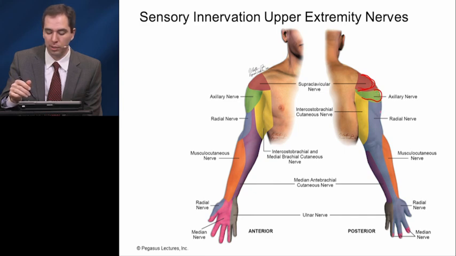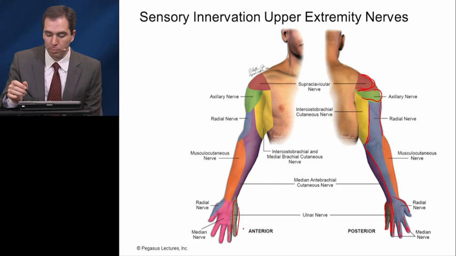This is the posterior view here. The radial nerve covers the posterior aspect of the upper arm, the posterior elbow, and then the posterior forearm, going to the thumb, the index finger, the middle finger, and then the radial half of the ring finger. And then you'll notice that the ulnar nerve covers the innervation of the small finger and the ulnar half of the ring finger, both posteriorly and anteriorly.